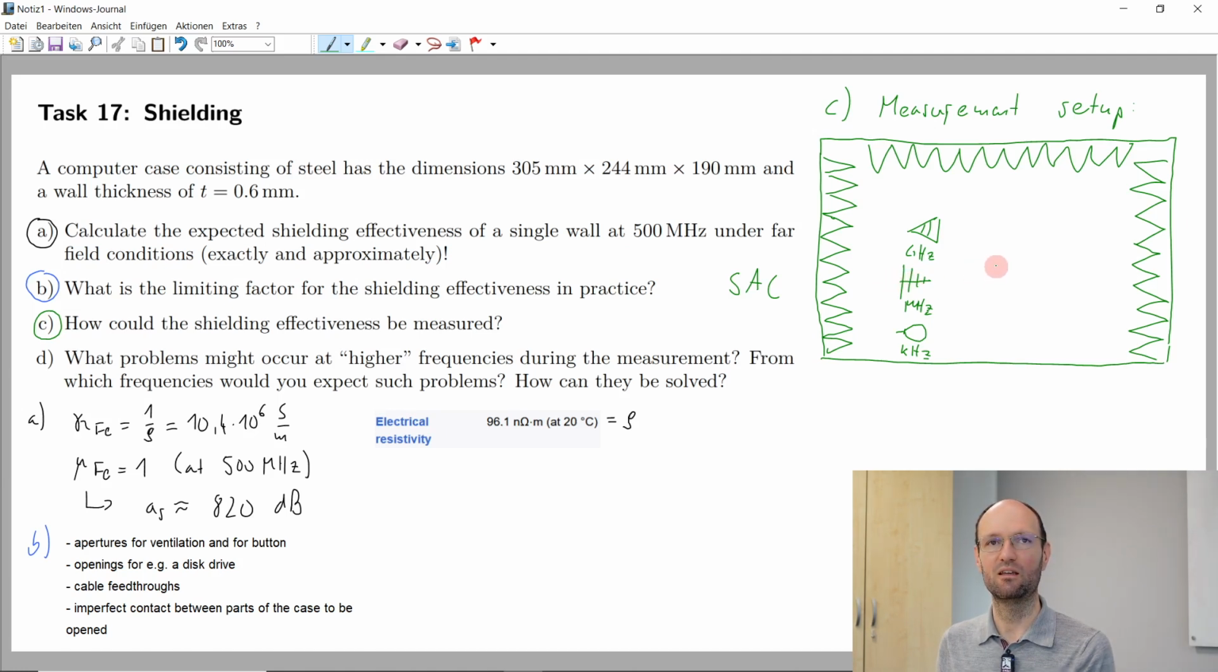So now we take our computer case, our shielded enclosure, and we also need to have some antenna, some field probe in there to measure the field in there. So I will draw a small antenna in there. Okay, so we have some antenna on the outside, we have some antenna on the inside. And what do we do now?